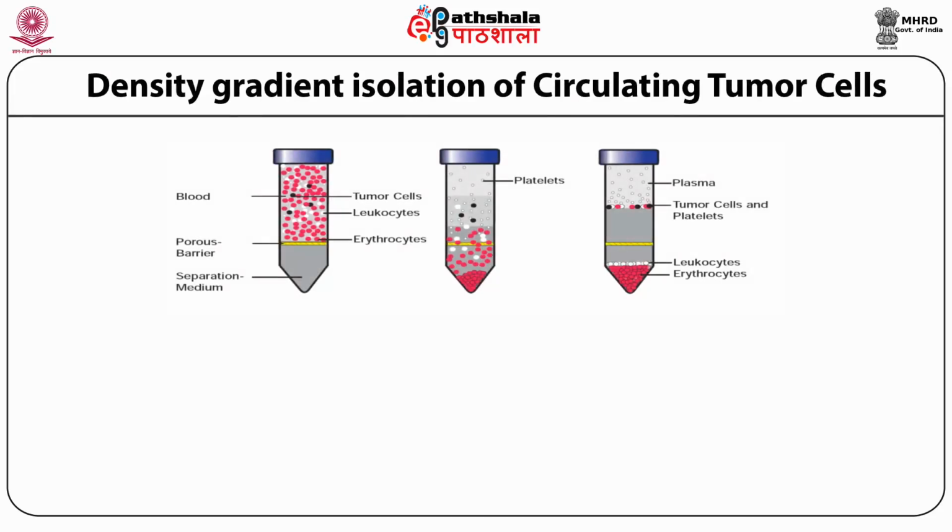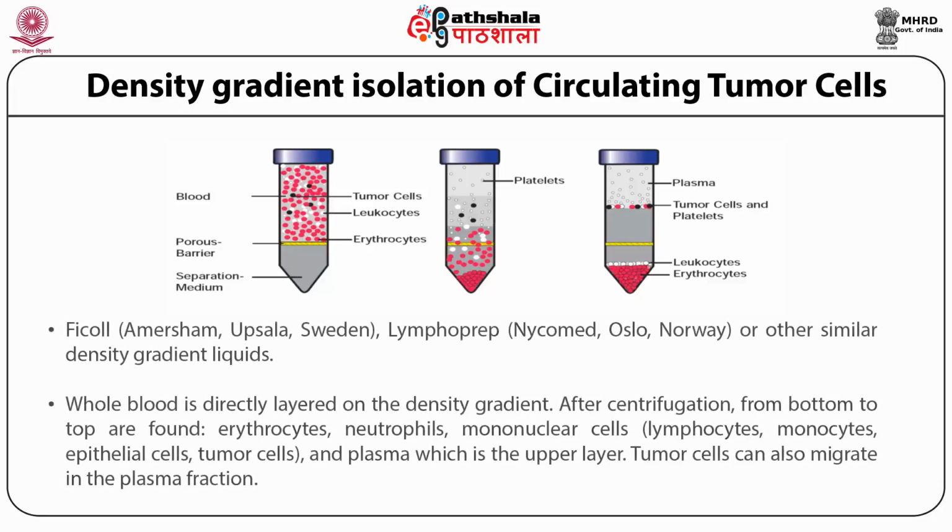To give you another example of how circulating tumor cells can be identified, you can see here the blood sample in the medium, and Ficoll was used as the medium. The leukocytes, erythrocytes and the tumor cells are all separated, so the tumor cells can be identified in a mixture of cells using centrifugation technology.